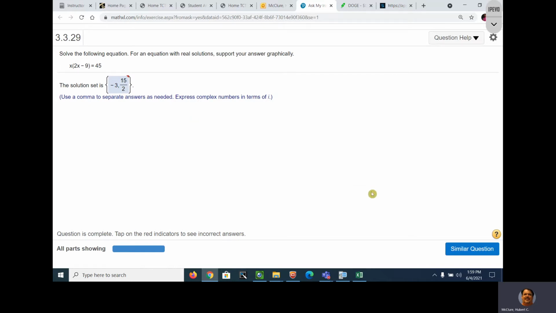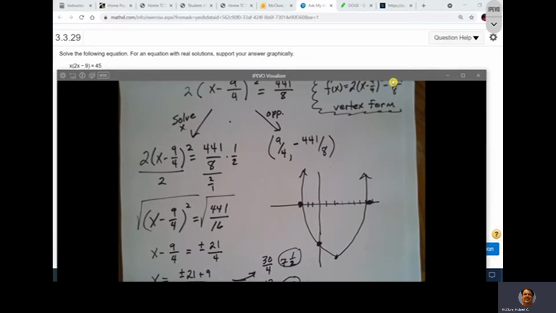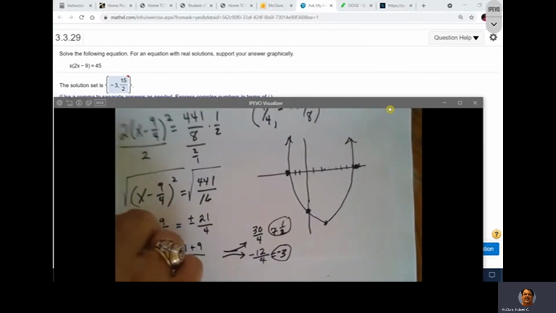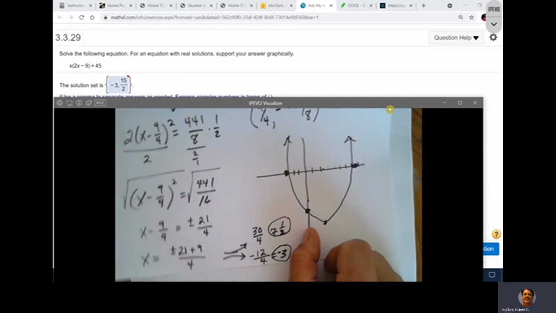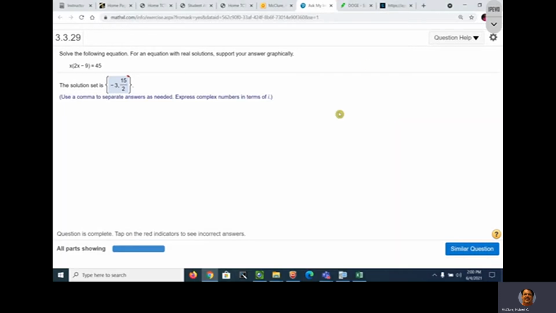Okay. And for those of you that don't remember what I'm talking about, I'll bring it down here. There's the x-intercepts, negative 3 and 15/2, which is 7.5. So they just wanted the x-intercepts. I just go through the whole thing as I do in the videos.